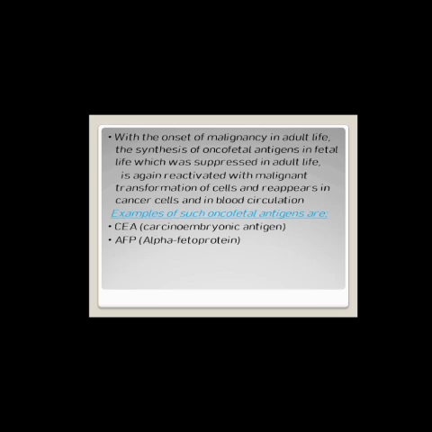Okay, at the onset of malignancy in adult life, synthesis of oncofetal antigens, which are suppressed in adult life, occurs. Whichever tumor marker is produced in fetal life is reduced and is present in trace amounts in adult life. It is reactivated again with malignant transformation of the cell, and reappears in the circulation. Okay, the examples of oncofetal antigens are CEA and AFP. The full form of CEA is carcinoembryonic antigen, and AFP is alpha fetoprotein.